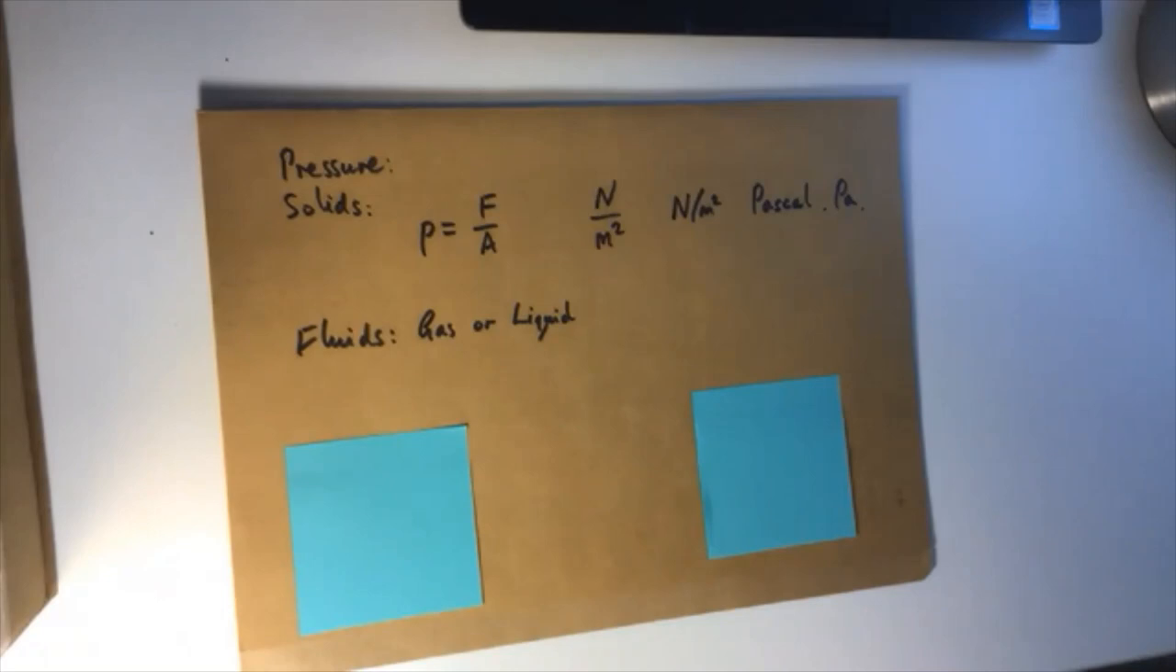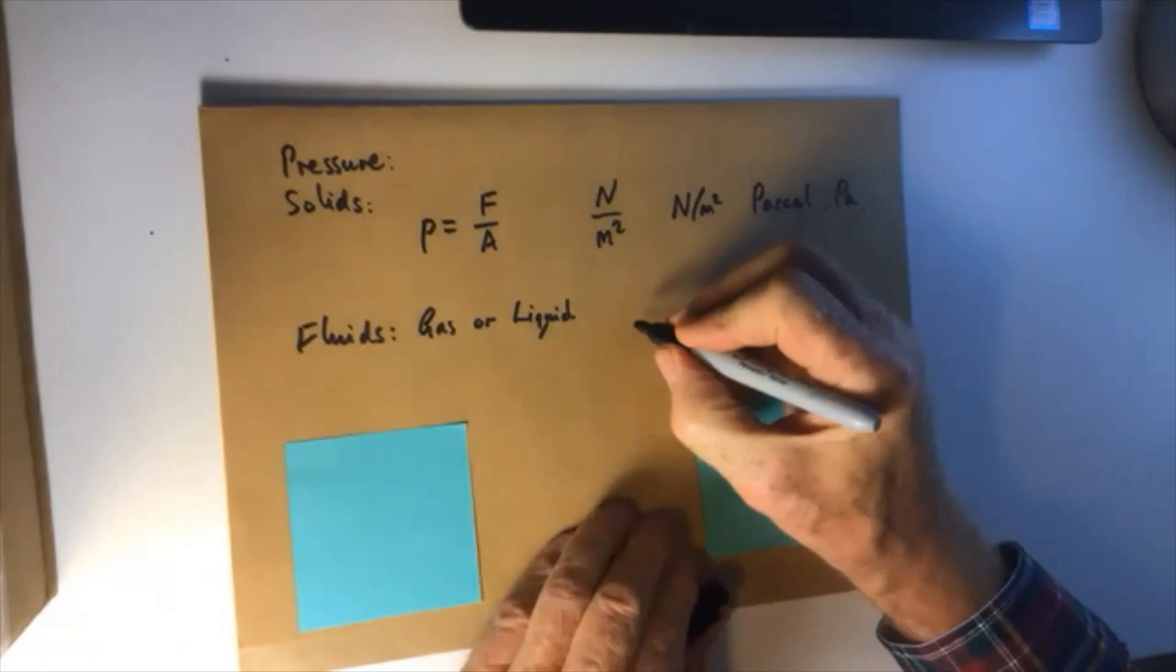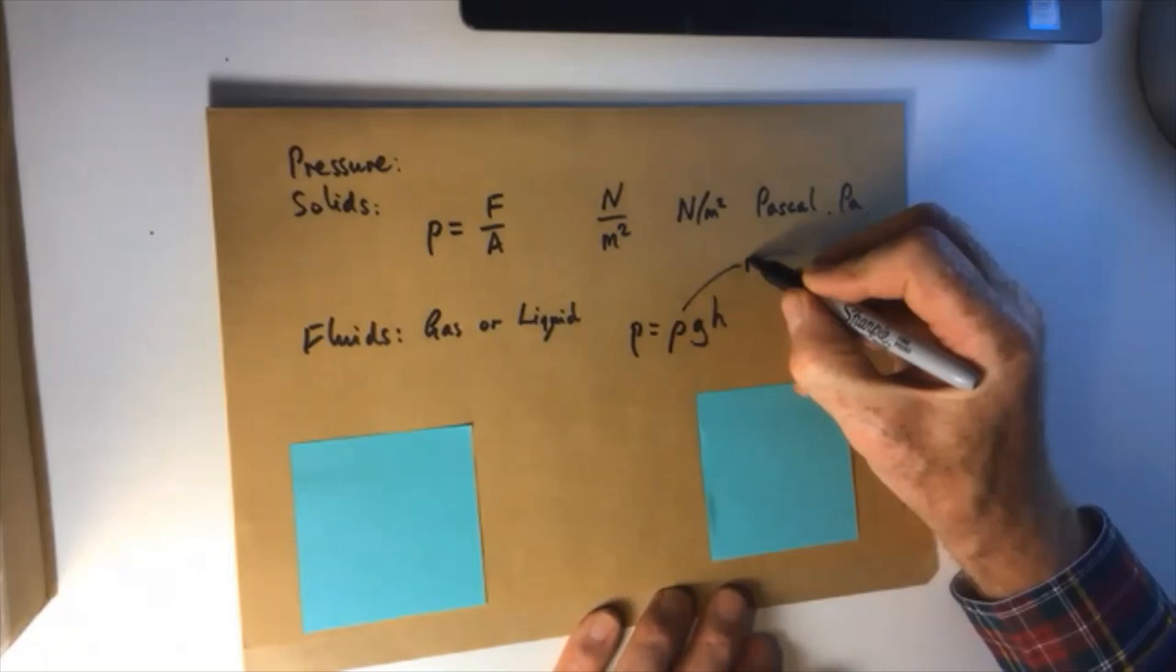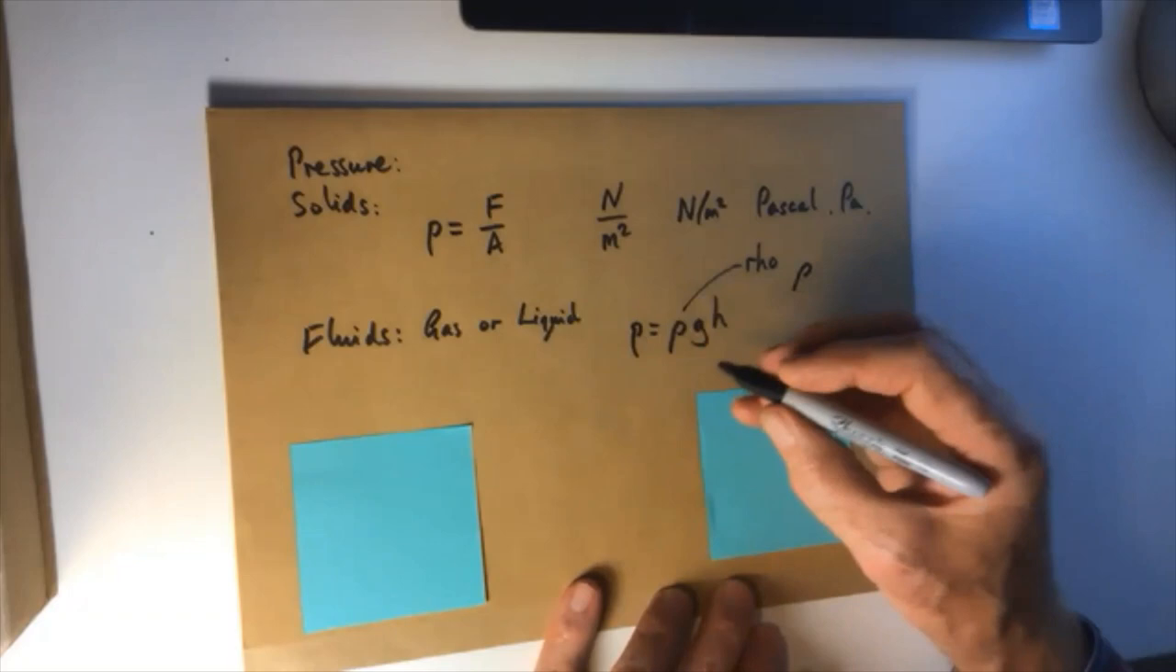Right, guys, fluids, slightly different. The pressure in a fluid is equal to rho g h. G is gravity. Rho is, you've discussed this before, but you may not have realized that, a Greek letter. And it's drawn like that, and it means density.